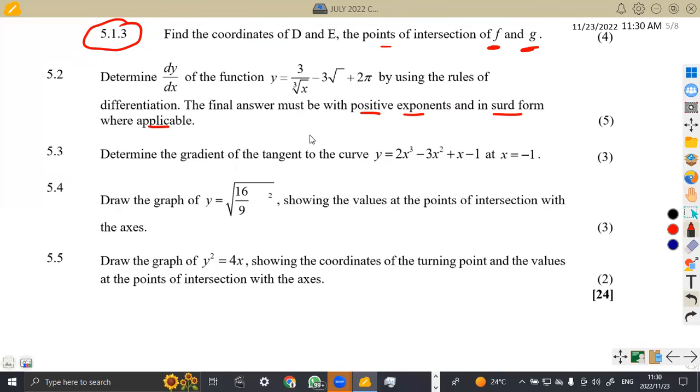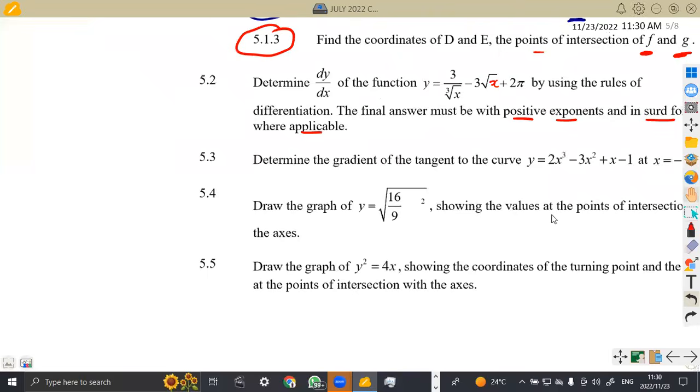So it's very, very important that we rearrange in a manner that we actually understand. So this was 3 over the cube root of x minus 3 square root. So actually this is supposed to be the square root of x plus 2 pi. Okay, so that is what we have. Okay, so let me just have it aside here.